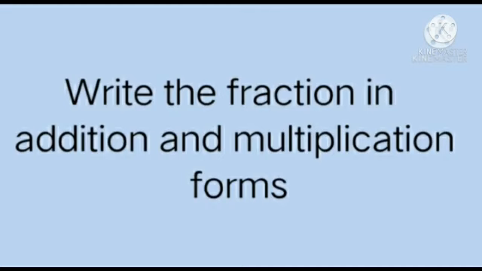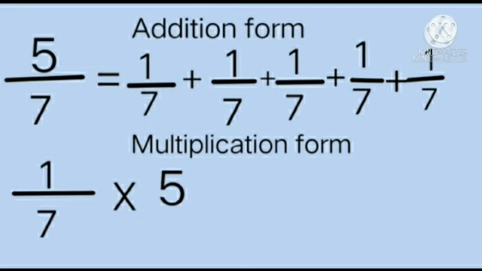Now we will learn how to write fraction in addition and multiplication form. 5 upon 7 is equal to 1 upon 7 plus 1 upon 7 plus 1 upon 7 plus 1 upon 7 plus 1 upon 7, which will be the total 5 upon 7. We will write in addition form. 1 upon 7 multiplied by 5 times gives you 5 upon 7, which is in the form of multiplication.